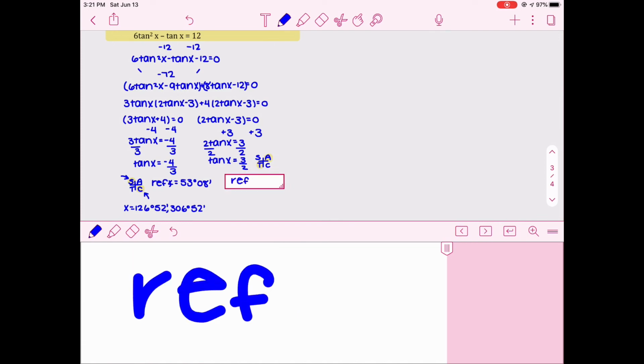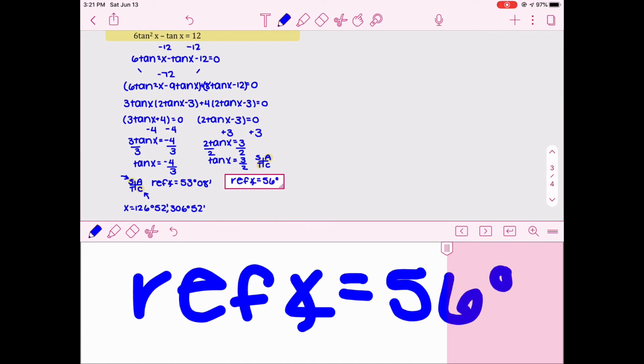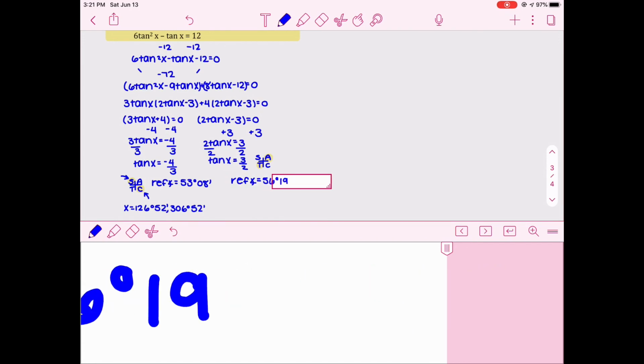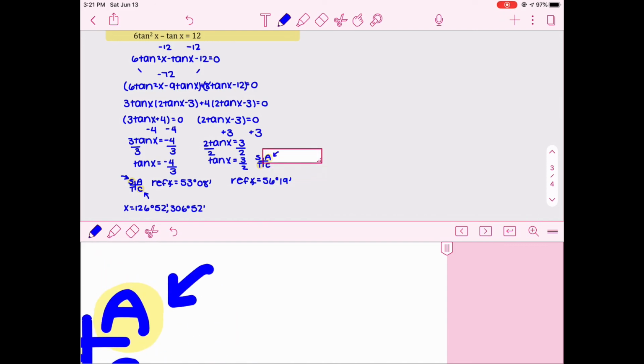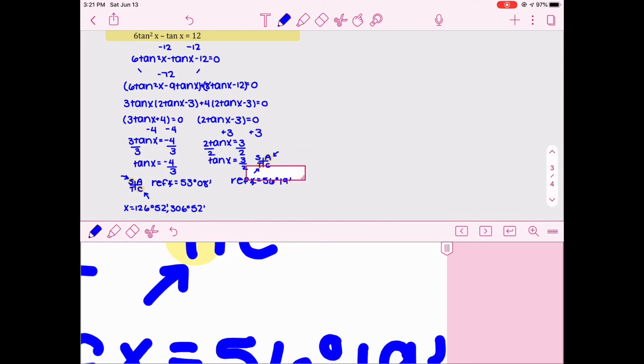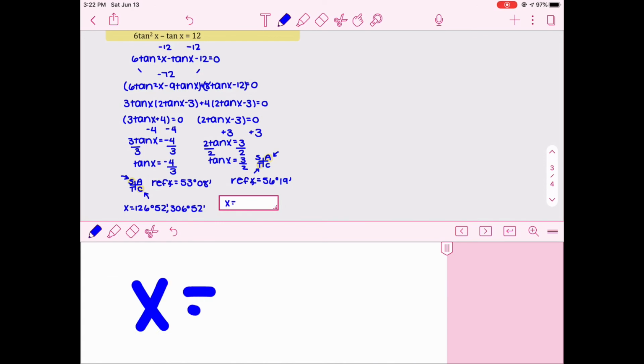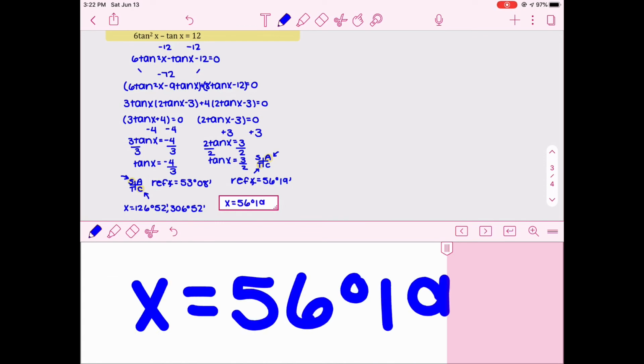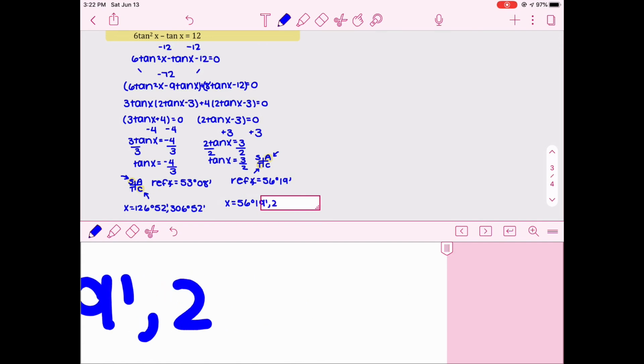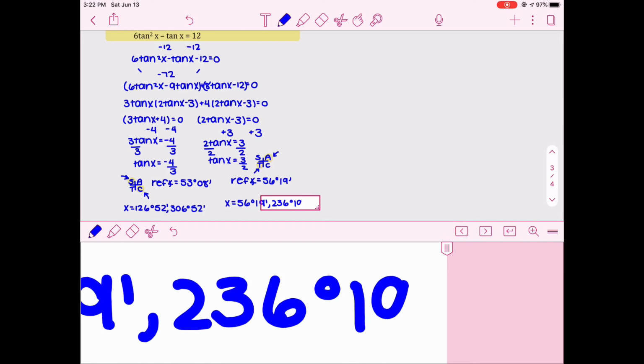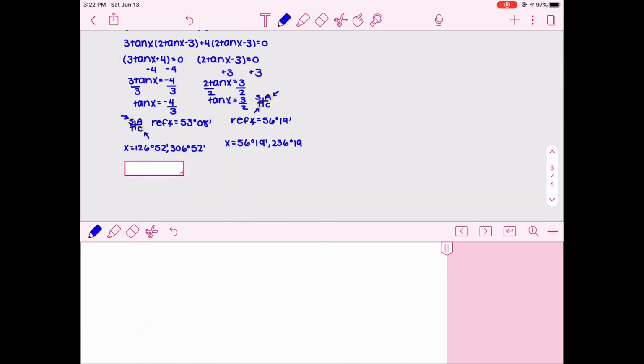So the reference angle, we do second tan, 3 over 2, and our reference angle is 56 degrees and 19 minutes. So the first angle we find, there'll be no change since it's in quadrant 1, but then we have to do 180 plus 56 degrees and 19 minutes. So the first one, like I said, is the same, 56 degrees and 19 minutes, and the next would be 236 degrees and 19 minutes.